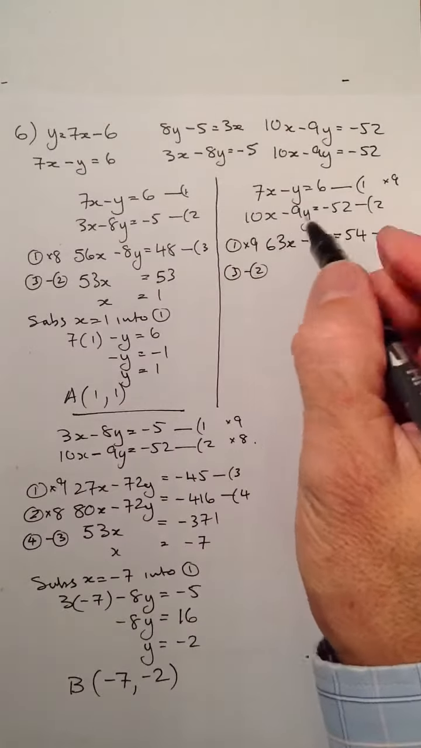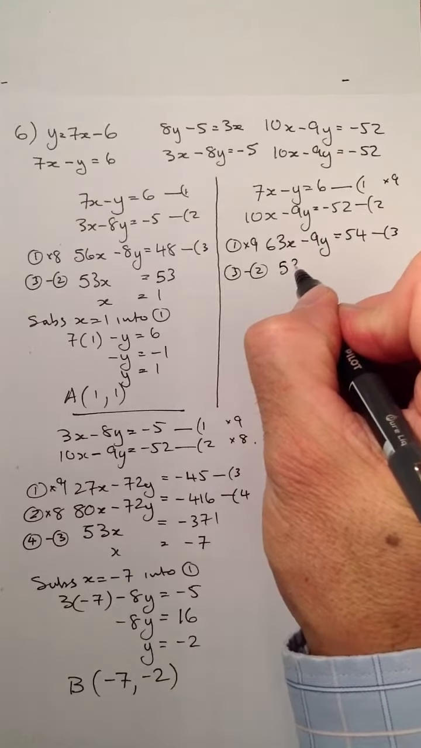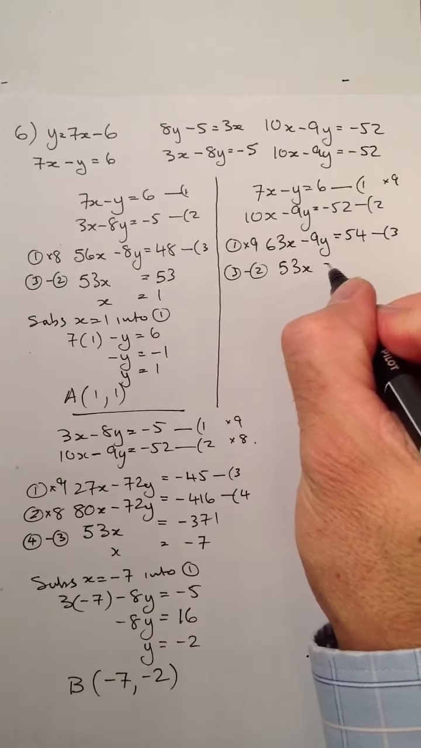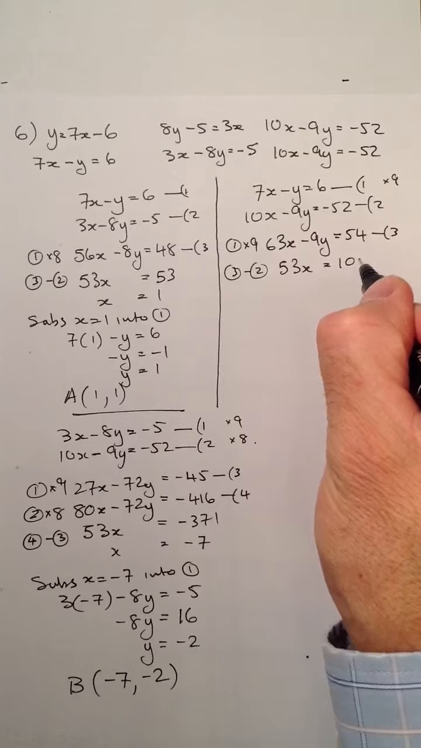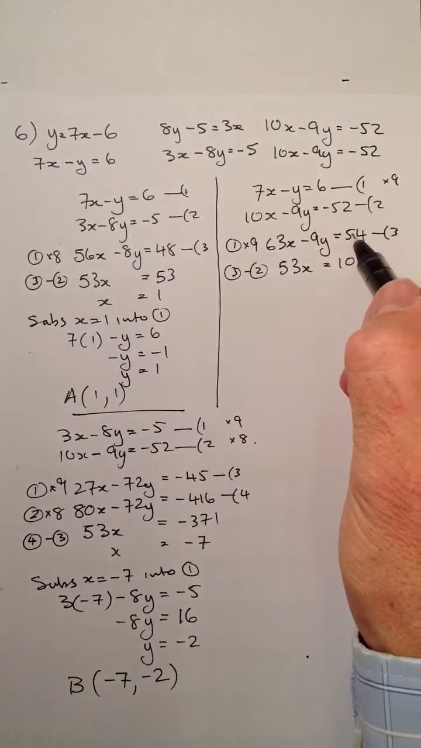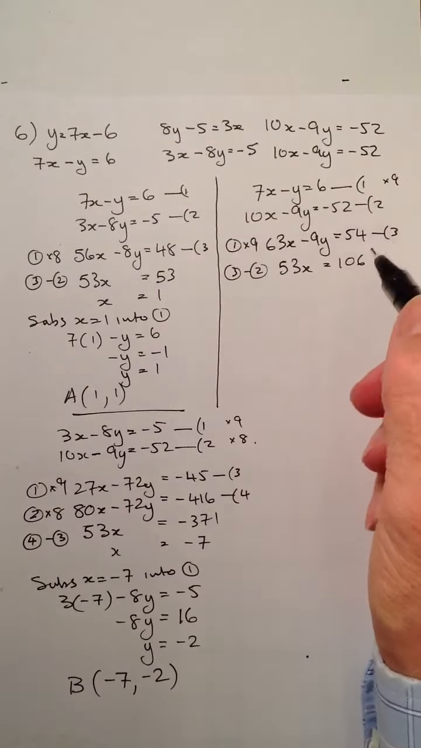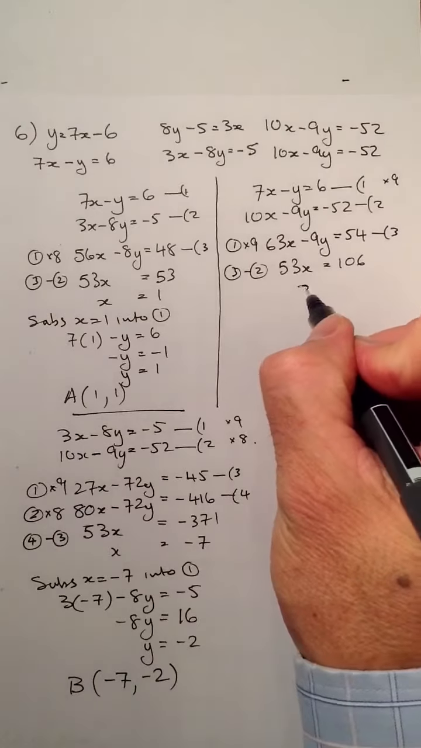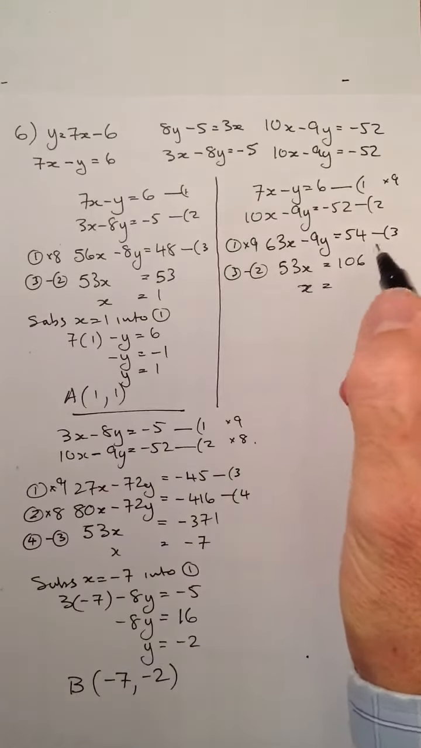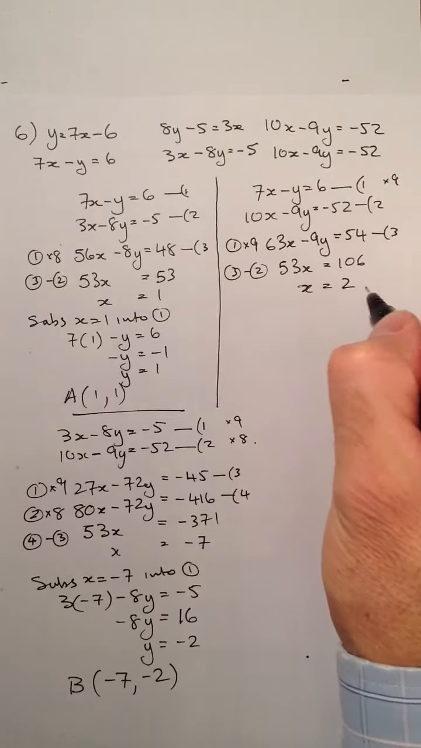Okay. 3 take away 2, so again that's going to give me 53x, and that's going to be equal to 106. So 54 minus 52, so that's them added together. From there, just dividing through by 53, that's going to give me an x value of 2.